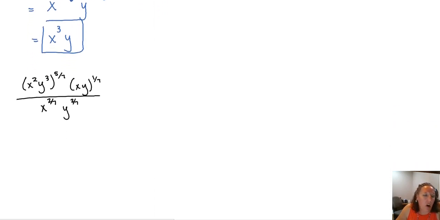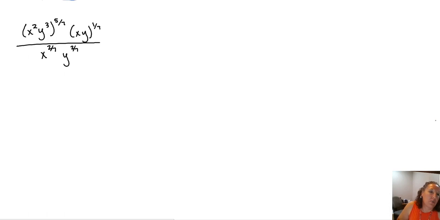All right, our next one was all in the exponential format. We've got our fraction here in the numerator. We've got the quantity x squared y cubed raised to the 5/7 power times xy raised to the 1/7 power, all over x to the 2/7 times y to the 2/7. Now in this setup, I'm actually going to expand and simplify our numerator as much as possible, and then we'll look at reducing that fraction.